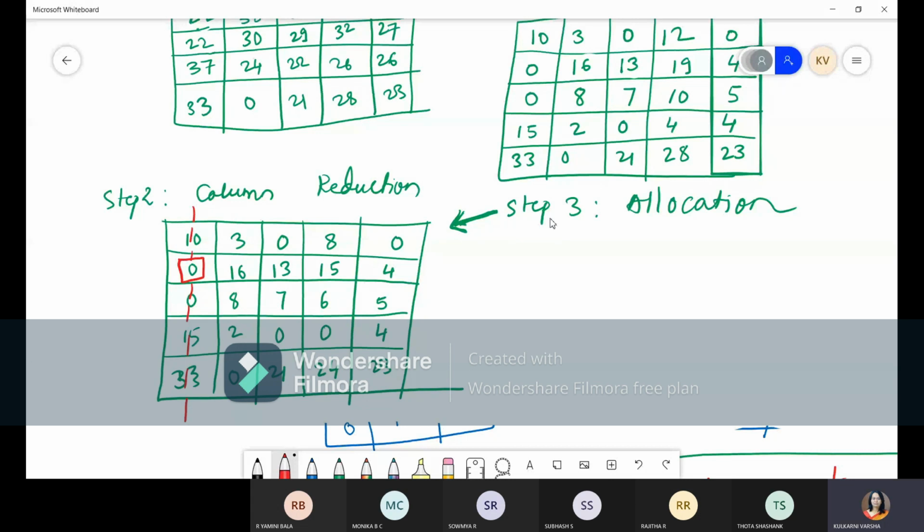So we have finished with the second row. Now go to the third row. Now in this third row, there is no 0. One single 0 was there, but it got cancelled. So now there is no 0. So go to the next row. In the fourth row, there are two zeros. So we cannot decide which one to allocate. So leave it. Go to the fifth row. In the fifth row, there is only a single 0. So allocate that single 0.